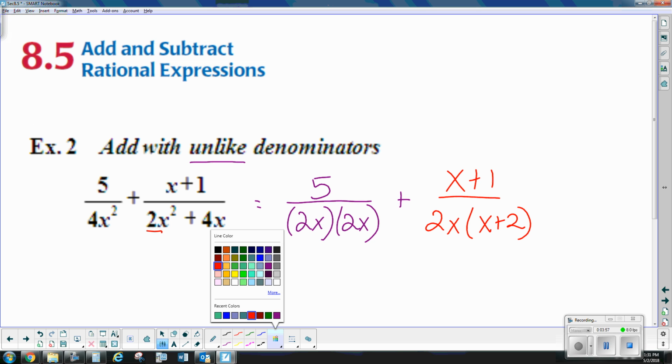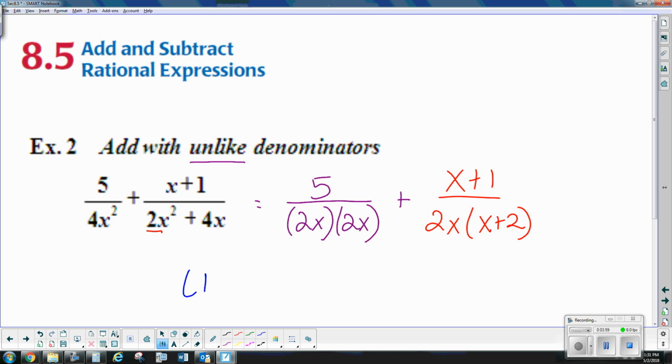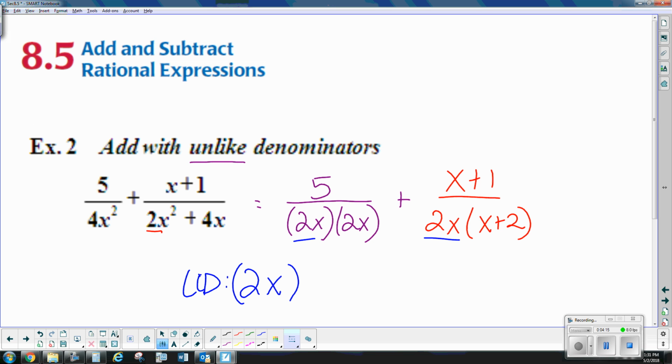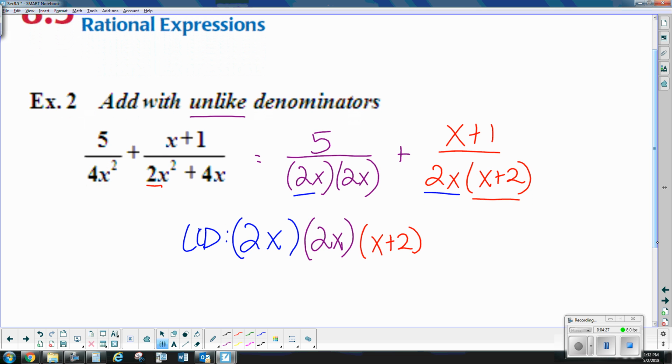All right, now I need to identify my least common denominator. I have a 2x in both of these already, but then I have terms in both other denominators that are not common. So I have a 2x in this denominator and an x plus 2 over here. So my least common denominator is the least common multiple of my two denominators, which in this case is 2x times 2x times x plus 2.